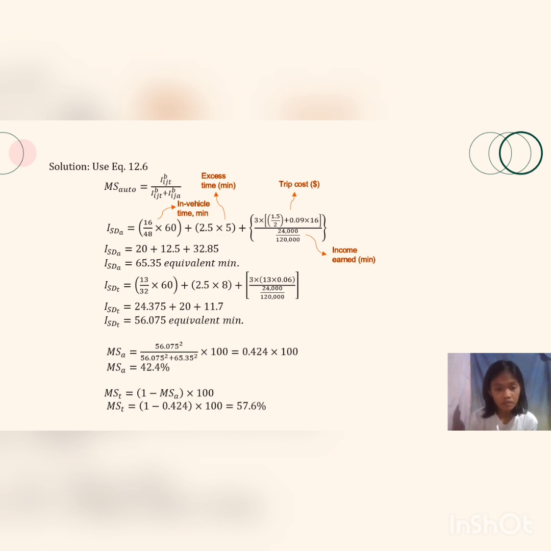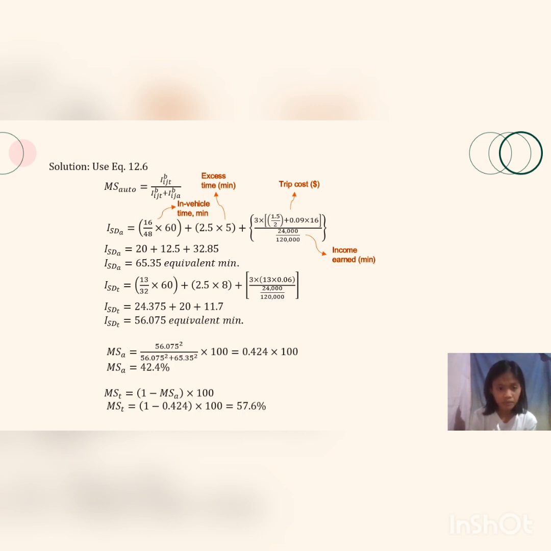Then, in transit, we get 13 over 32 times 60. Same as auto, we need to multiply by 60 to get the minutes. Plus 2.5 times 8 plus 3 times 13 times 0.06 over 24,000 divided by 120,000. The answer is 24.375 plus 20 plus 11.7, which is equal to 56.075 equivalent minutes.